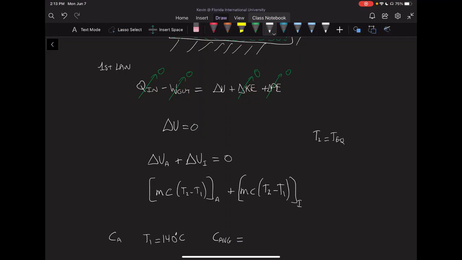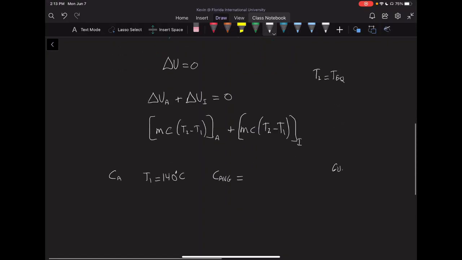So we are going to guess that T2 is going to equal 100 degrees Celsius, and therefore the guessed average temperature is going to be 120. I'll put an approximately equals sign just so we know that it's an approximation. So 120 degrees plus 273 is equal to 393 Kelvin. So we're going to guess our C average at the closest temperature, so C average is going to be at 400 Kelvin.